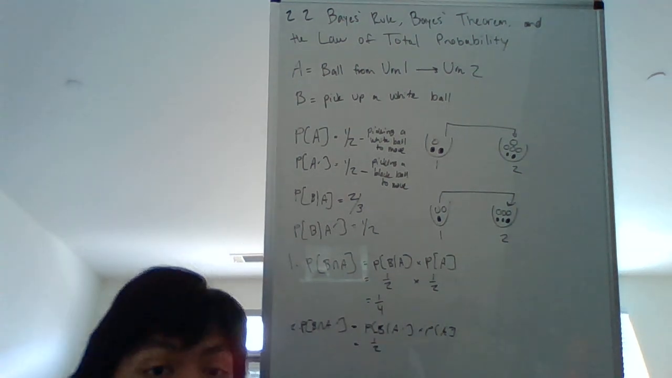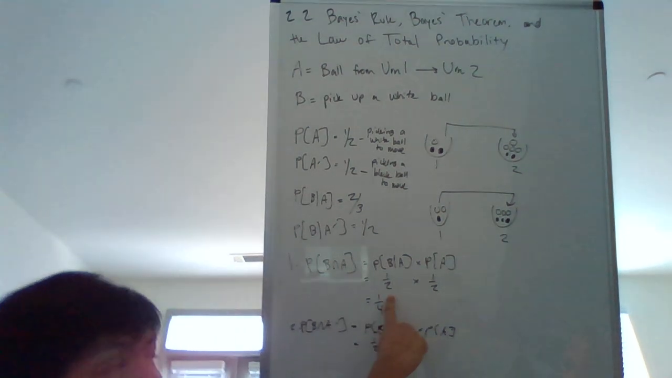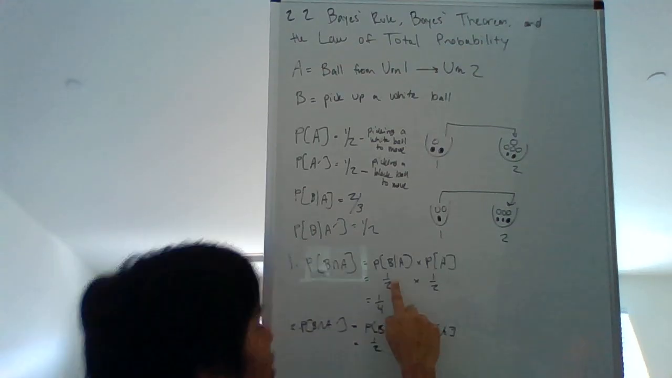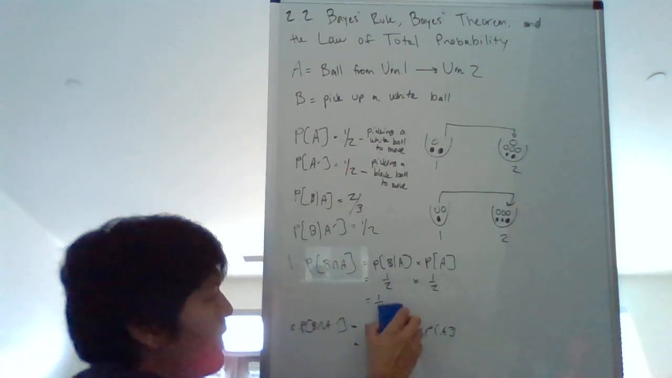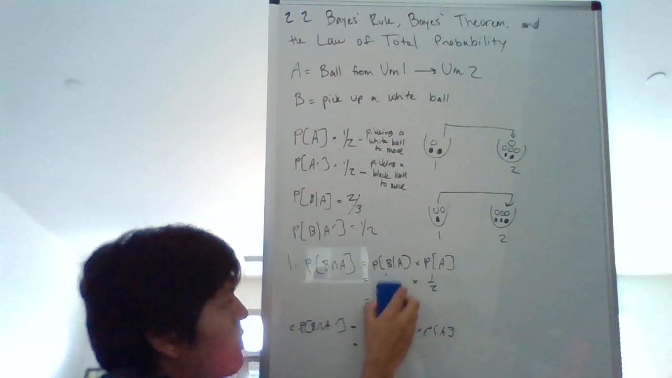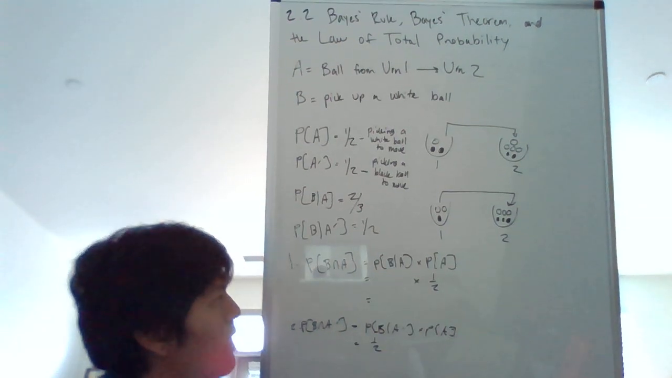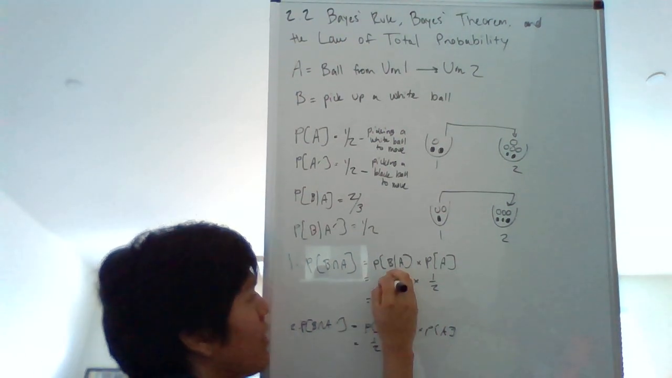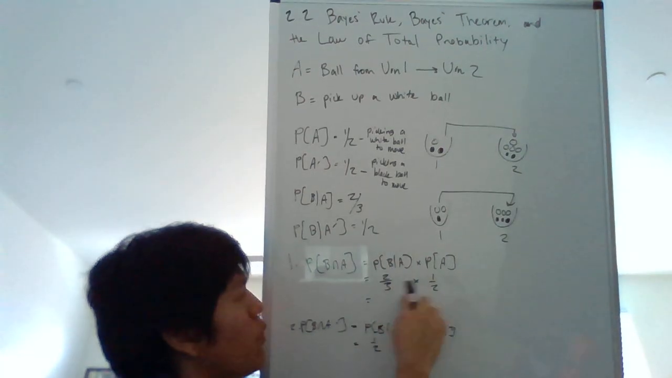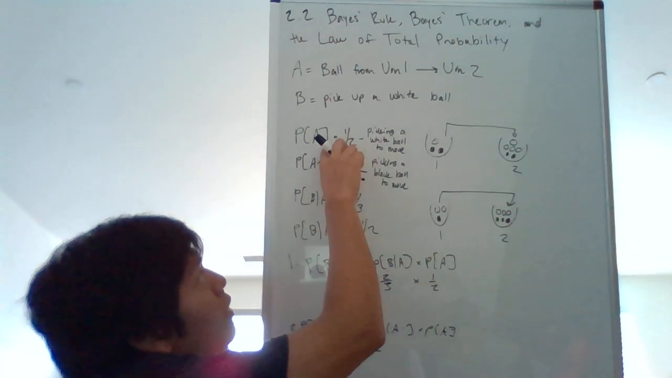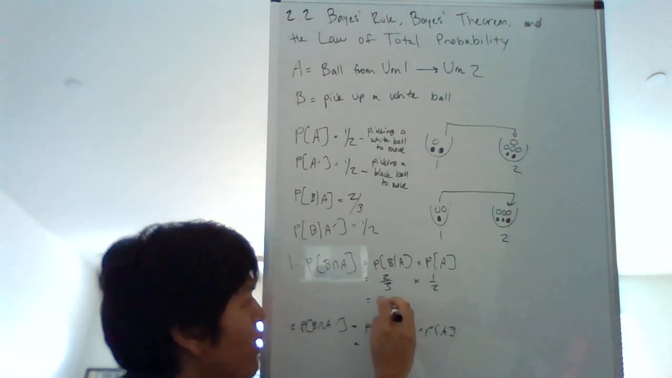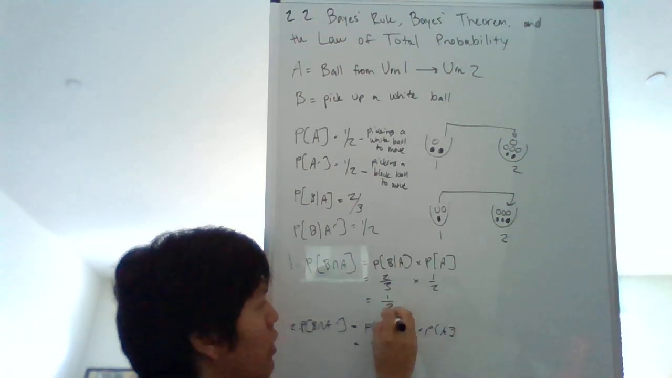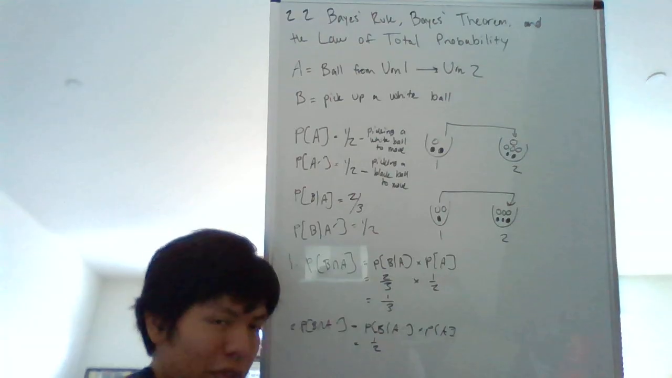Guys, I messed up. I'm so sorry. B given A is not 1/2, it is 2/3. That is my bad. So the probability of B intersect A is 2/3 times the probability of A, which is 1/2. So 2/3 times 1/2 is 2/6, which is 1/3.